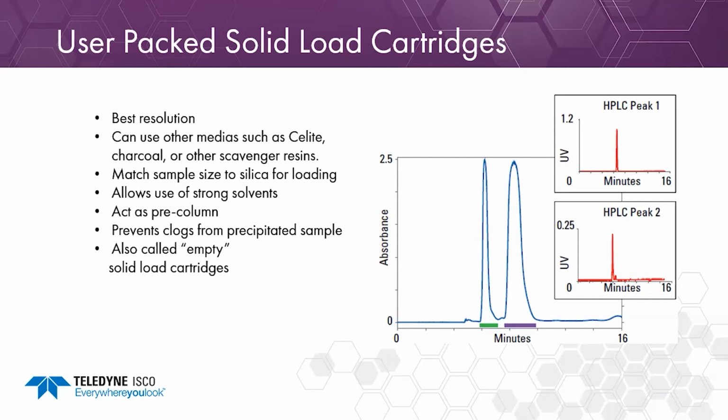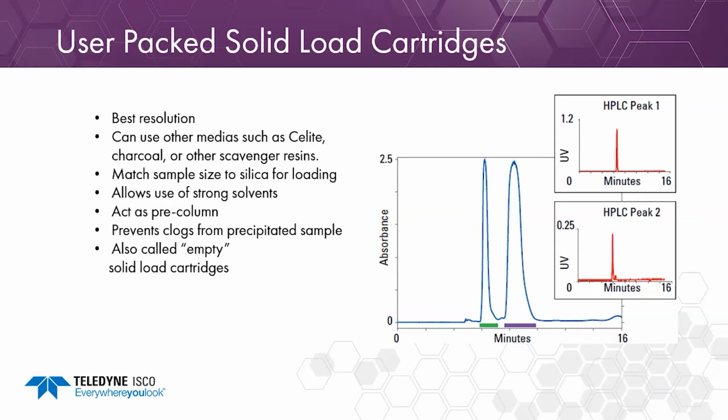You need to match your sample size to the silica for loading, like we discussed before. So you're about 20% loading onto your silica. Keep in mind that's a different value than what your column is. So if I'm loading 20% onto that cartridge, that's added onto the column size that I'm using. It allows you to use a strong solvent to dissolve your sample, so we don't have dissolution as a problem. It acts as a pre-column and it prevents clogging from the precipitated sample.